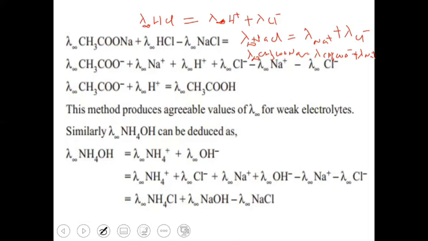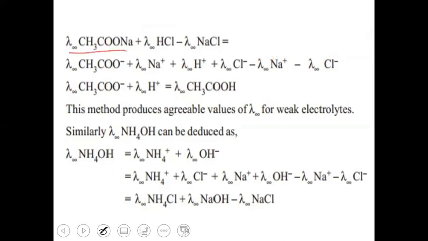By using HCl, NaCl, and CH3COONa, we can easily calculate the lambda infinity of CH3COOH. How can you calculate it? See this: lambda infinity of CH3COONa plus lambda infinity of HCl minus lambda infinity of NaCl. That is equal to lambda infinity CH3COO minus plus lambda Na plus, plus lambda H plus plus lambda Cl minus, minus lambda Na plus minus lambda Cl minus. Is it clear?